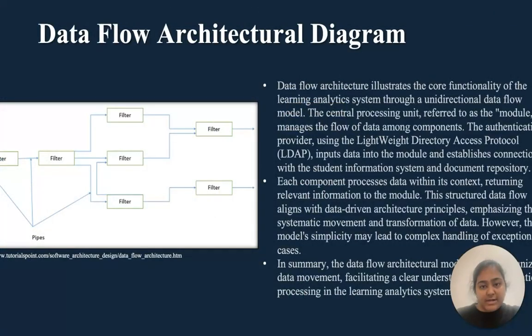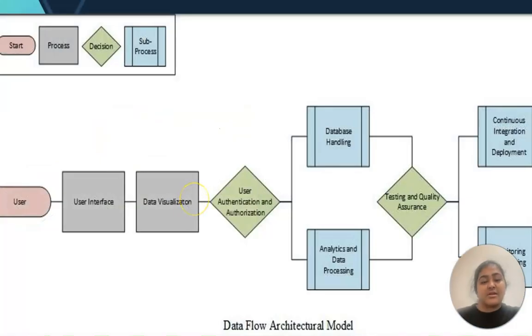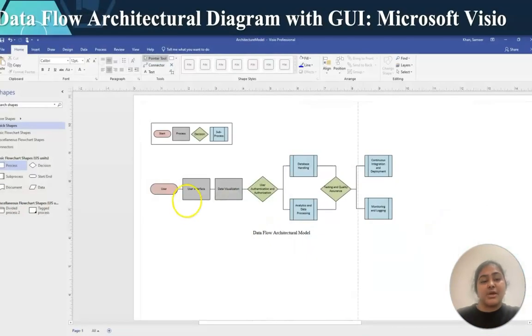Next is the data flow architectural diagram. In the data flow architectural diagram, make sure to organize the data movement, which makes possible a clear understanding of the information processing in the learning analytics system. We can see this is the data flow architecture model of our system, and the GUI used for the system is Microsoft Visio.